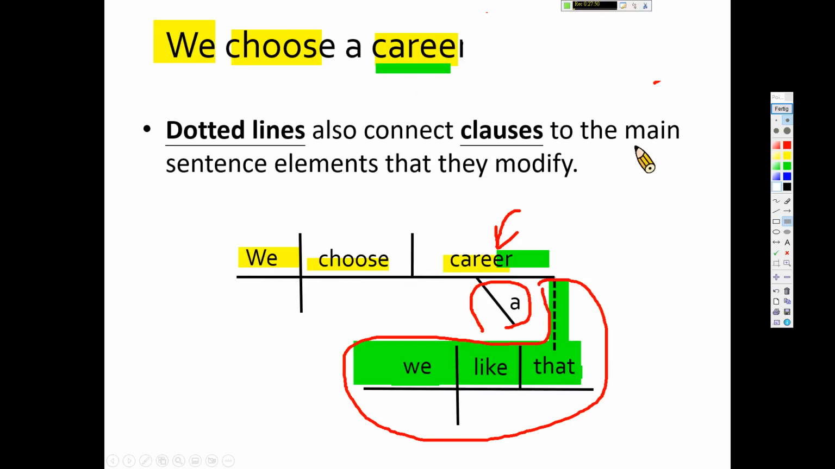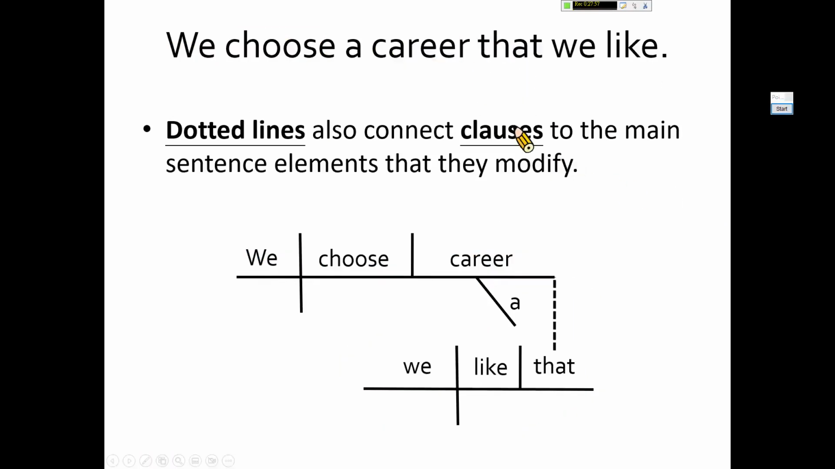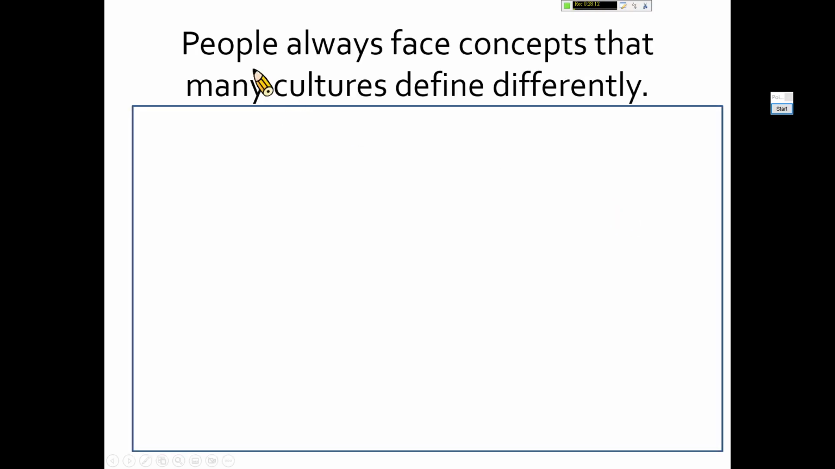That's good enough. Okay? So remember, when you have a relative pronoun to represent a noun over there, you have to put it under the corresponding noun. So career and that are connected together with a dotted line. Okay, so here we can try to do this one. This one is more difficult, so let's try. You can do this.